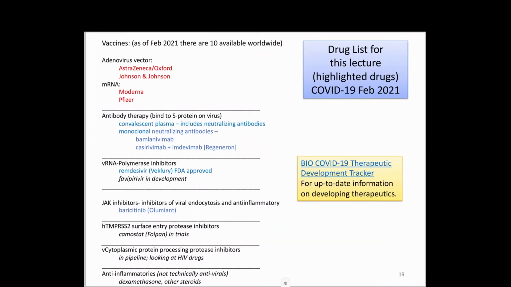So the drug list for this lecture is going to include some vaccines, some antibody therapies, and those are antibodies that bind to that S protein on the virus.